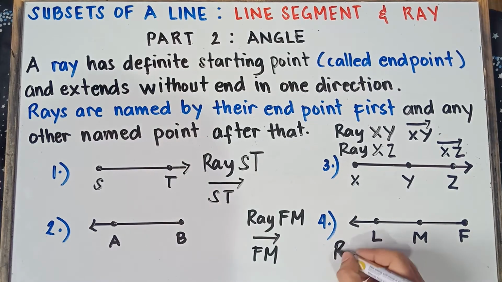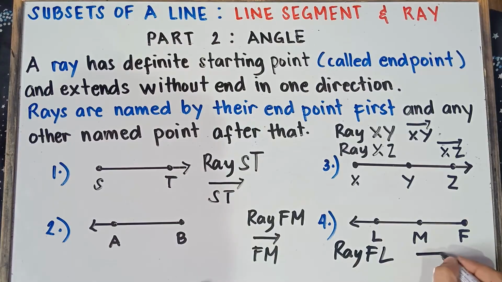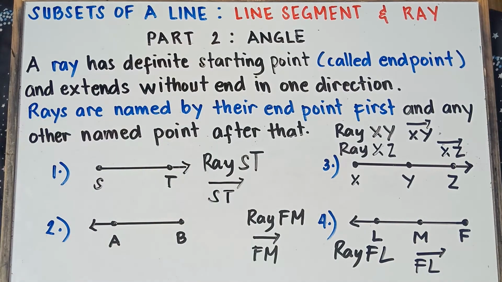We can have ray. Start with the endpoint, F, and then L. So that would be 2 points, F, and then L. Or we can use the arrow going to the right, ray, F, and then L. That's it, class. That's how you name the ray. I hope it's clear for you, class, with regards to the ray. So let's proceed now to the angles.